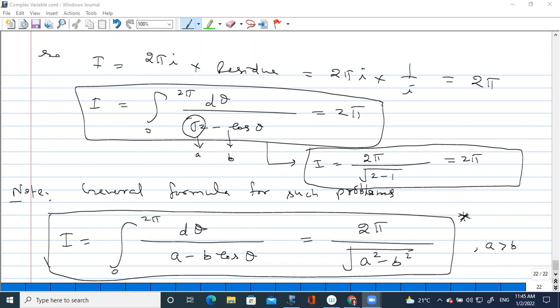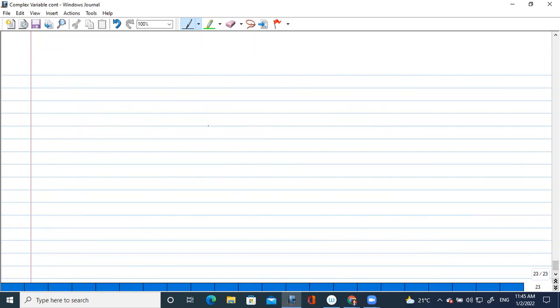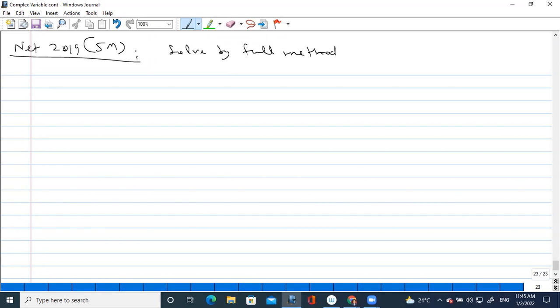Okay, so there is a homework for you, and this problem is NET 2019. It is a 5 marks question. So this is homework for you. Full method you have to use. Solve by full method, because it will give you the practice.